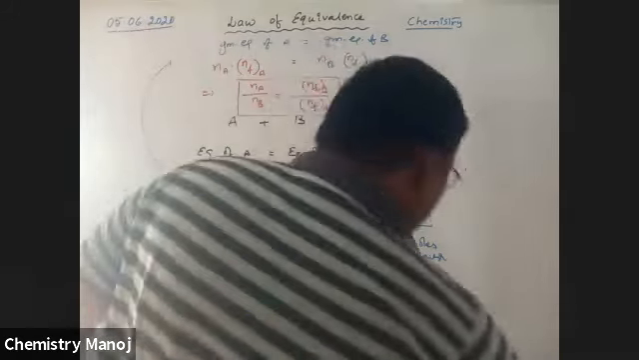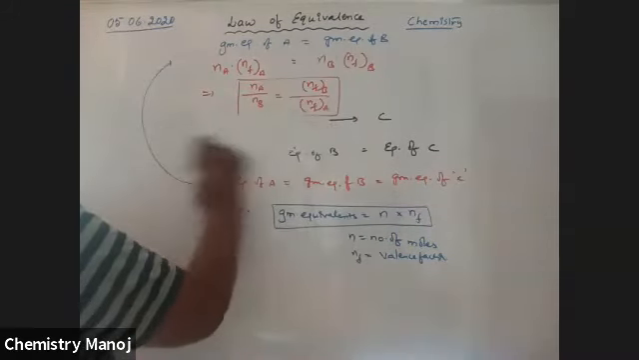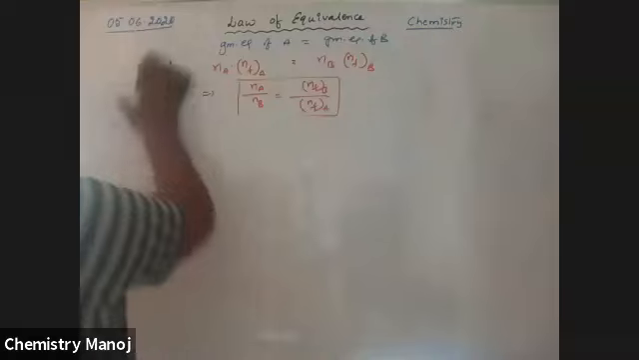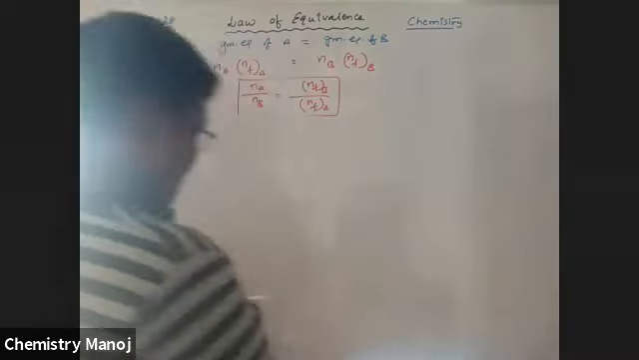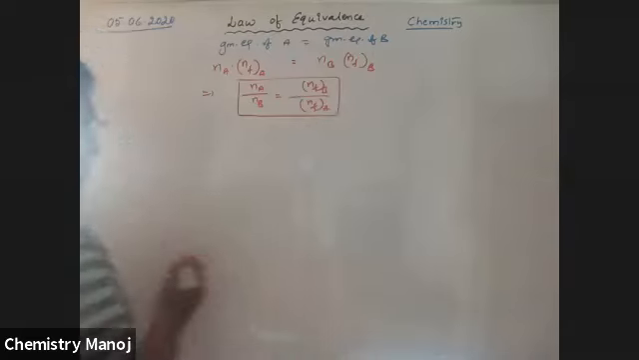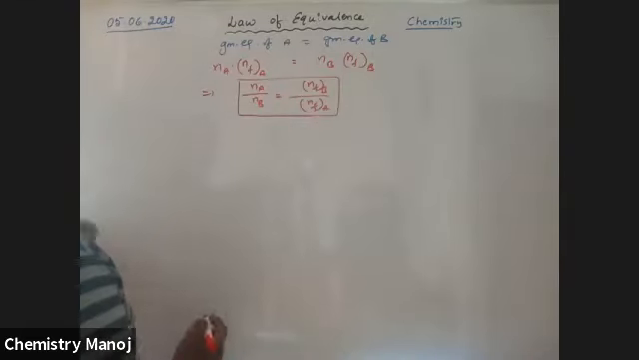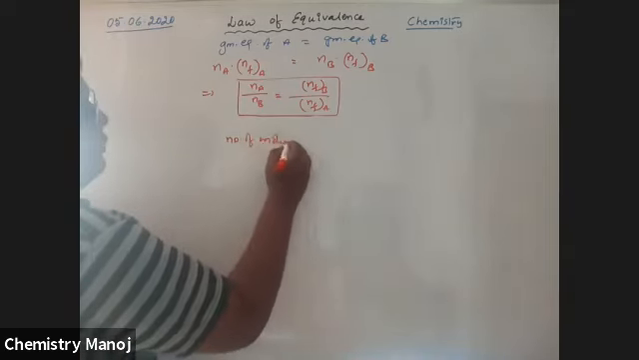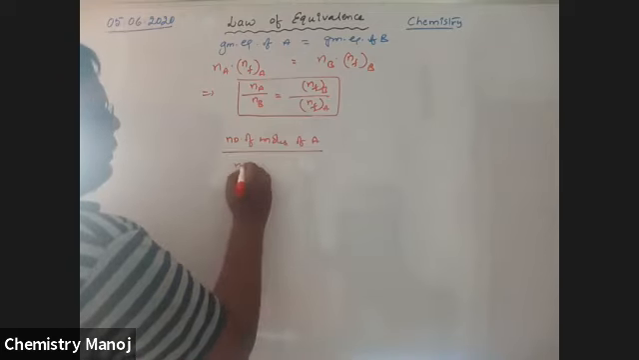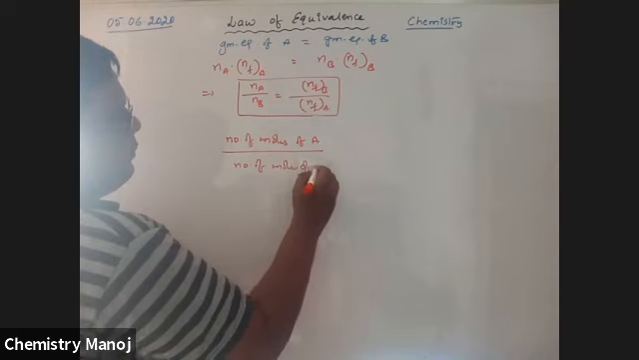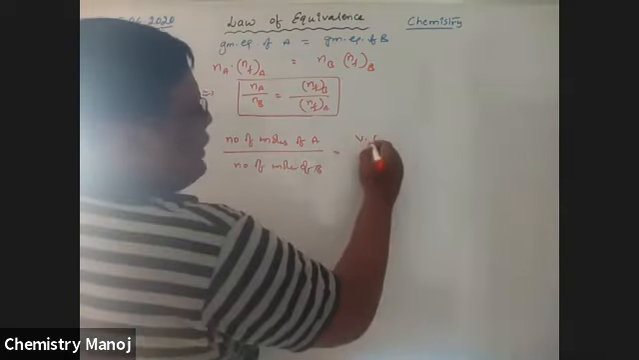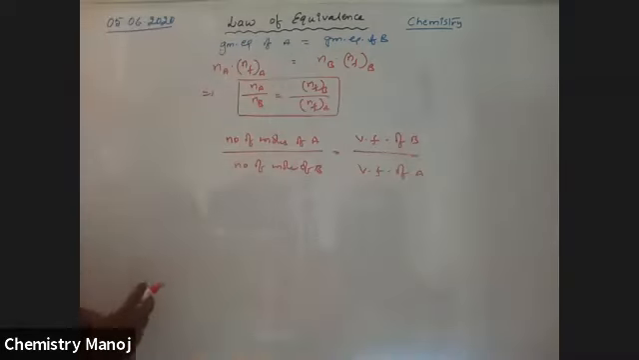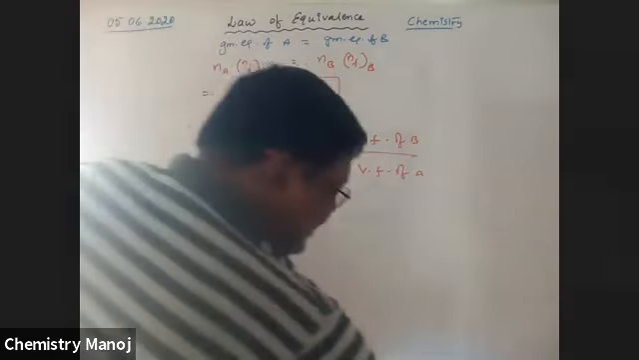Now, that means the number of moles of A by number of moles of B is equal to the valency factor of B by the valency factor of A. Now, what is the number of moles of A and number of moles of B, where is it applicable from?